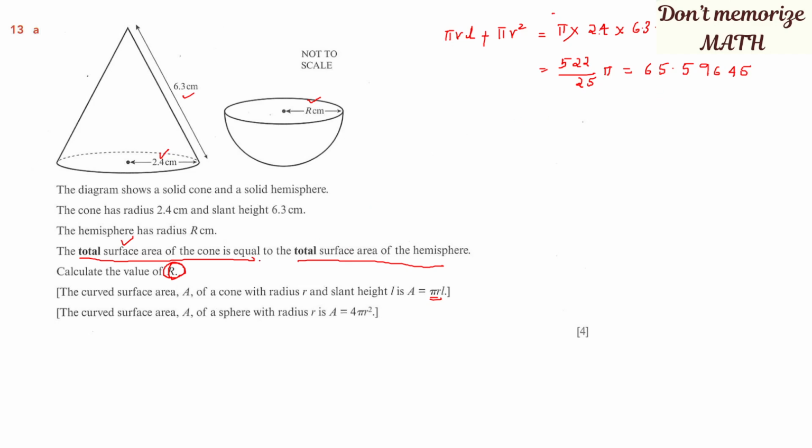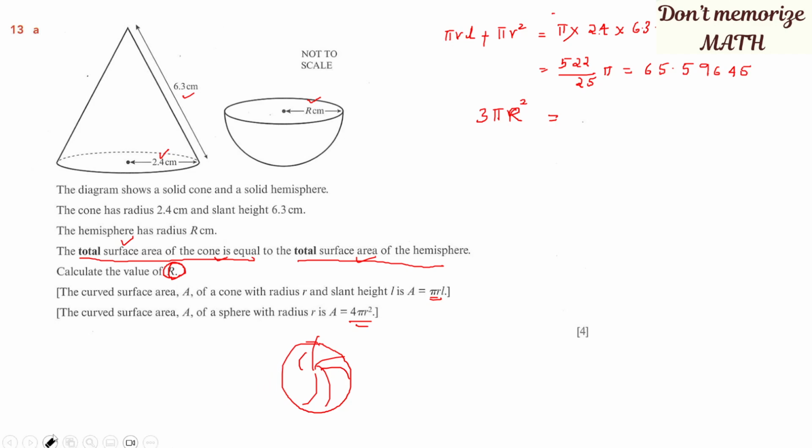Then we have the total surface area of the cone equal to the total surface area of the hemisphere. For the total surface area of the hemisphere, the formula is 3 pi R square, taking capital R because the radius is given as capital R. But here the curved surface area of a sphere is 4 pi r square. Suppose this is a sphere, like a ball. The total surface area of a sphere is 4 pi r square, right?